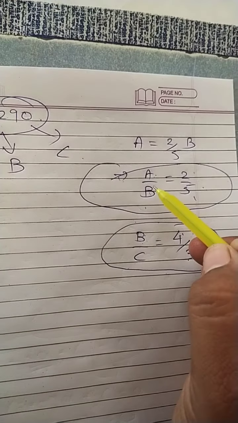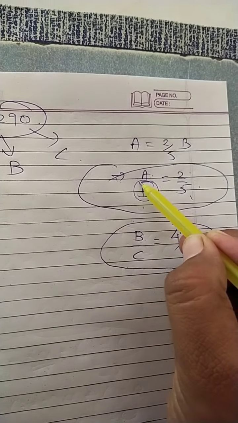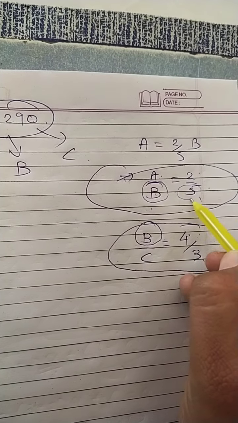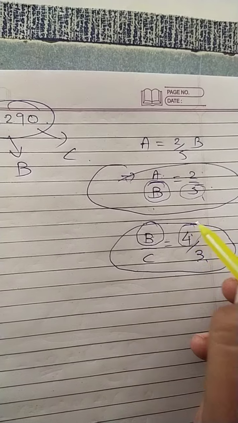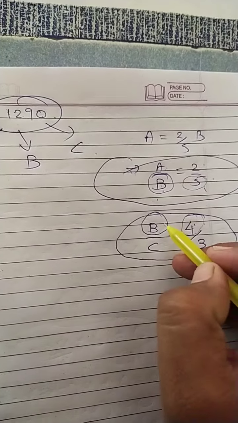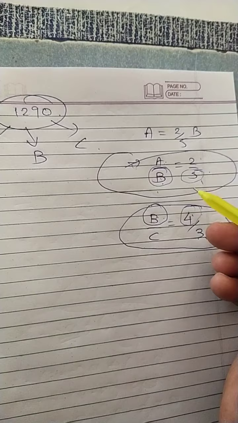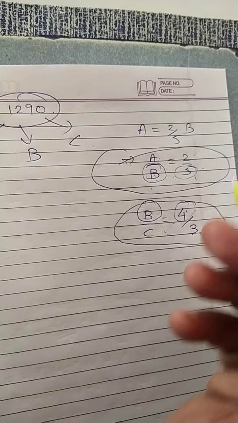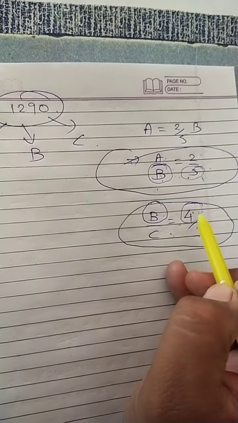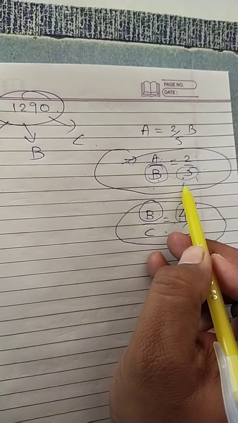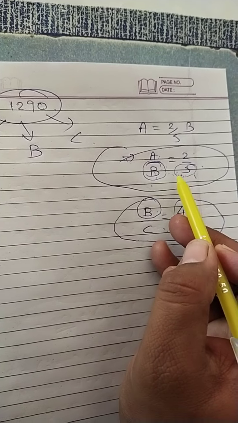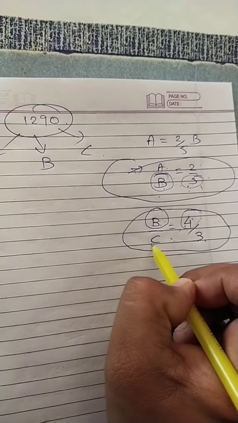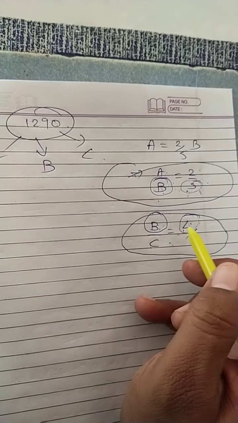Remember that the denominator of the first fraction and the numerator of the second fraction, if I make both equal, then I can compare both fractions and take the ratio. Understood? The denominator of the first and the numerator of the second. As we know, the denominator of the first is 5, means B will get 5x rupees, and in the ratio of B and C, B will get 4x rupees.